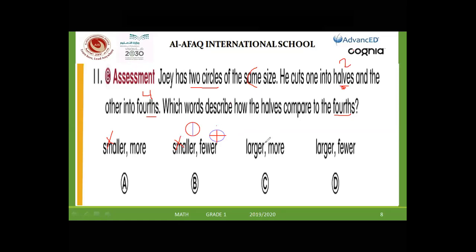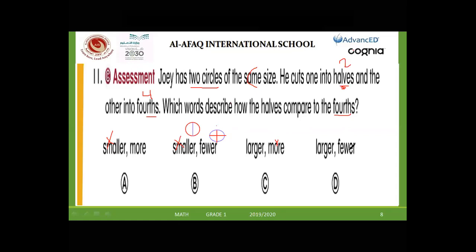I will see this part also about the halves. Halves have more. More what? The word more means the number of what? The number of equal shares. Halves have more equal shares? No, we said this. Which one has more? The fourths, so I can't choose it. This is not correct for the halves. This is correct for the fourths, excellent. Here, the last one, larger for halves. I agree. Okay, complete the second part.